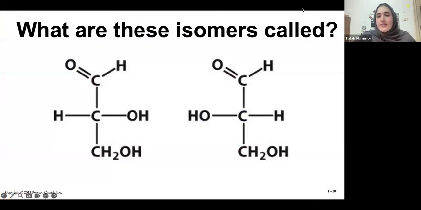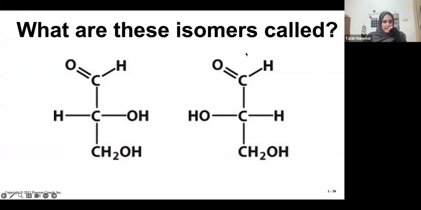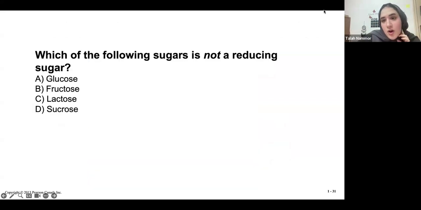Let's start. What are these isomers called, guys? Enantiomers. Yes, they are enantiomers. So basically they are mirror images. It's like you looking at yourself. Enantiomers. Okay?